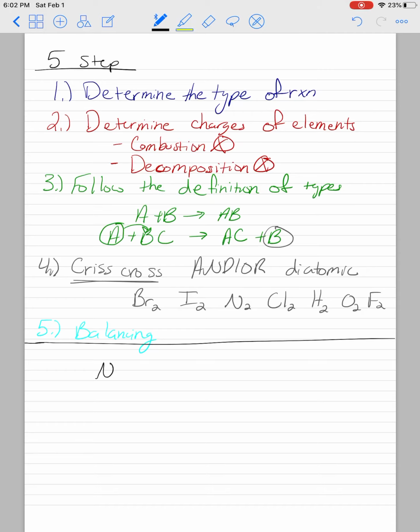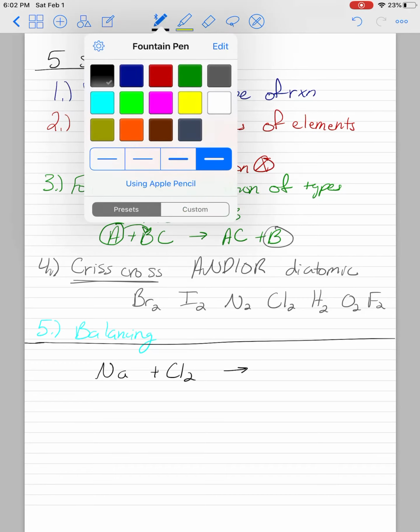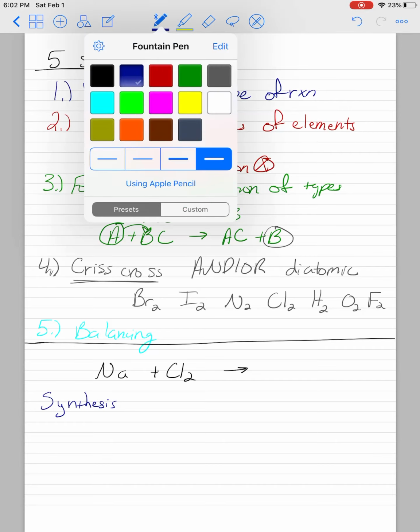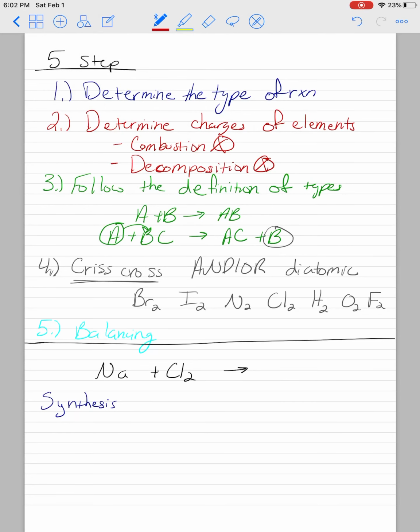So let's say that we have the reactants Na plus Cl2, and we want to know what the products are. Well, step 1 says to determine the type. Since I only have 2 elements reacting, the type must be synthesis, because everything else that I have involves compounds being my reactants. So since these are only 2 elements, it has to be a synthesis reaction.